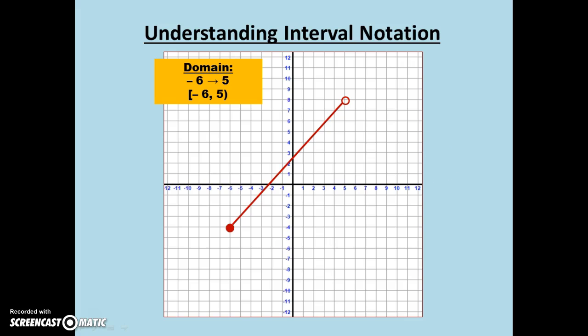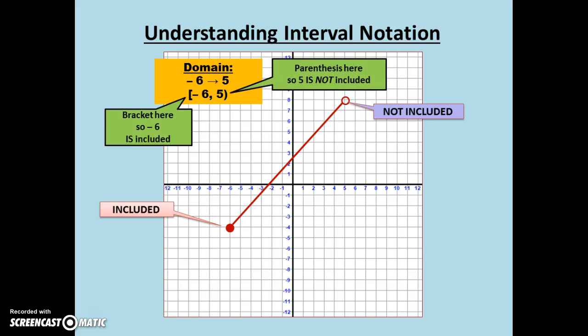Well, our domain we know is from left to right, and so that goes from -6 up to 5. Okay, we go down up here, we can see -6 to +5, and the -6 is included, but the +5 is not included. Okay, so the -6 is included because that point is colored in, but here it's not included. Okay, so there's our domain.